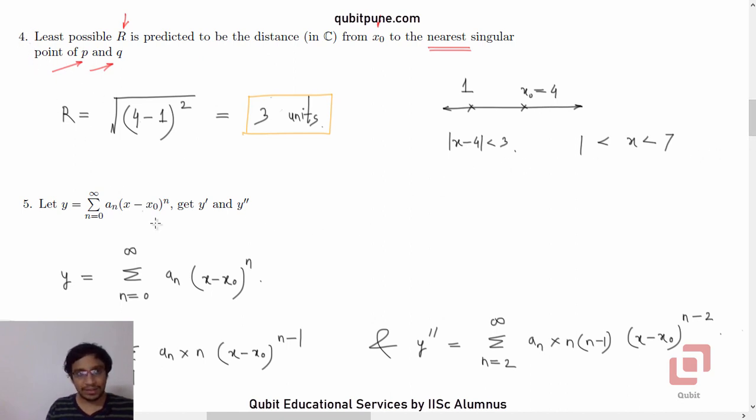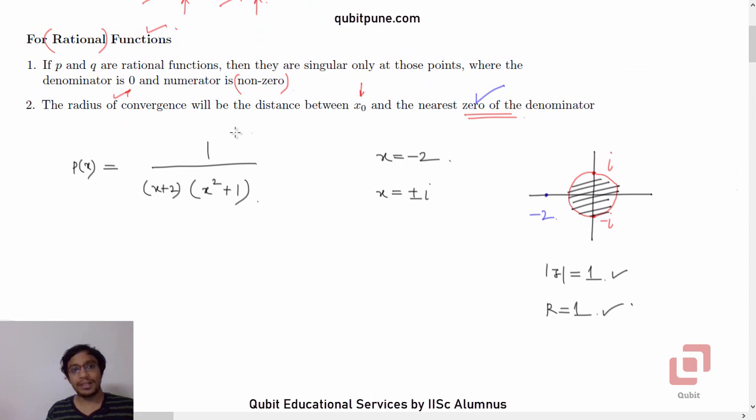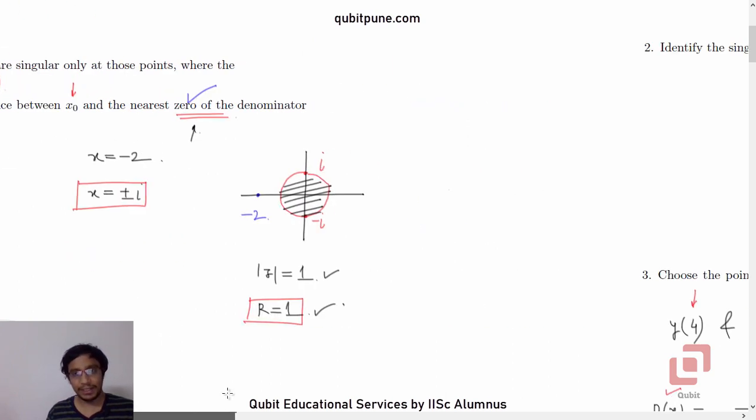See, now the significance of the fourth point is here. Look at the second point. The radius of convergence will be the distance between x0 and the nearest 0 of the denominator. Meaning, if p of x were in this form, will you consider r to be 2? No, you will not consider r to be 2, because in the complex plane, we do have additional zeros of the denominator which are closer to the point of expansion. So you will then choose r to be 1 and not 2. So please be very careful.